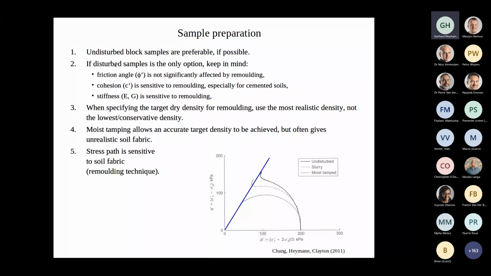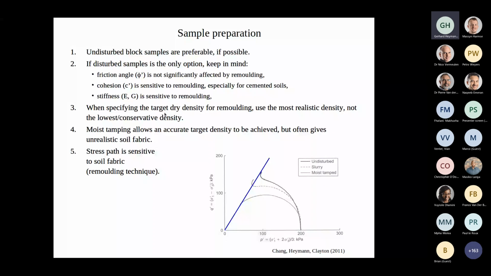Now, if you've decided we're going to test a disturbed sample, the first bit of information you need to give the labs is what type of method you are going to use. Pluviation is not very common in commercial testing. Moist tamping is very common. Compaction is very common. Slurry preparation is also not that common in commercial testing. But once you've decided that, the next bit of information you need to tell the laboratory is what the target dry density is.